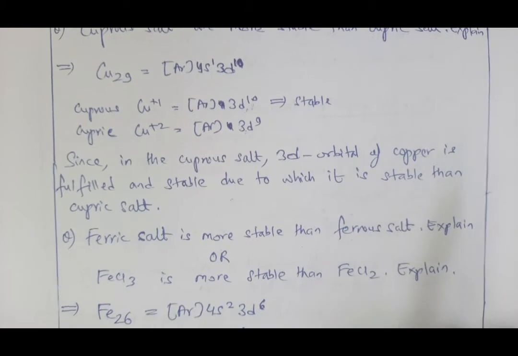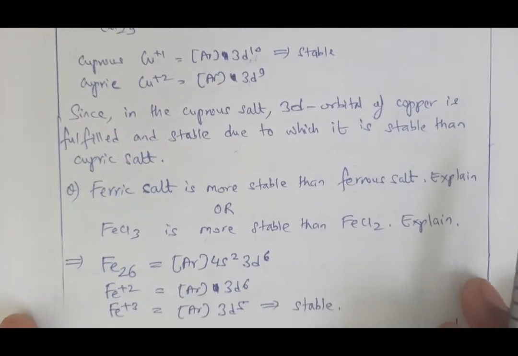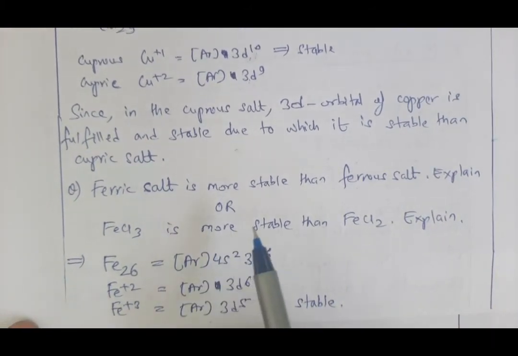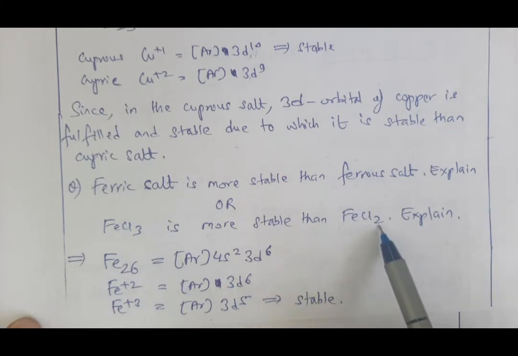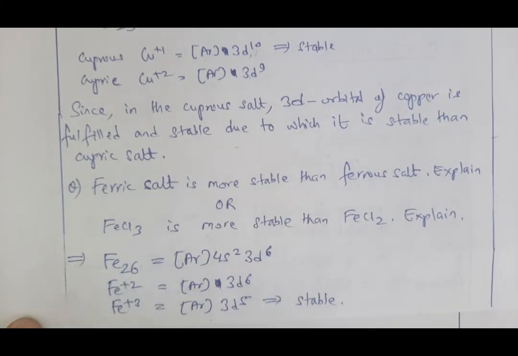Similar type of question may come in this case also. Ferric salt is more stable than ferrous salt, explain. And ferric salt can be replaced with FeCl3, and ferrous can be replaced with FeCl2. This 2 is the valency of ferrous, this 3 is the valency of ferric. Now in this question also you have to take the help of configuration.